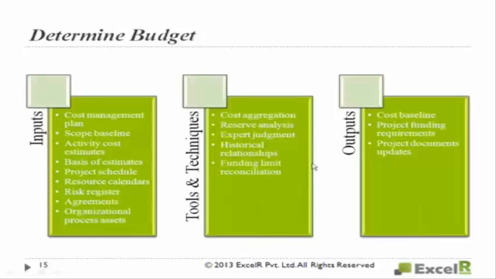Agreements. What is the agreement information and cost related to products, services or results that have been or will be purchased or included when determining the budget. And OPA, organization process assets. Whatever the previous budgets you have done of similar projects, lessons learned of previous projects, these things.